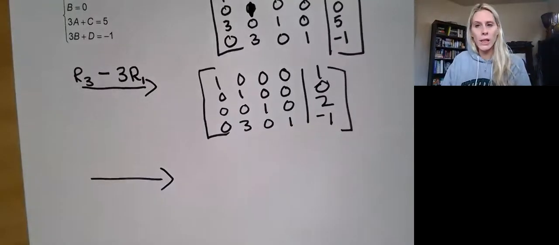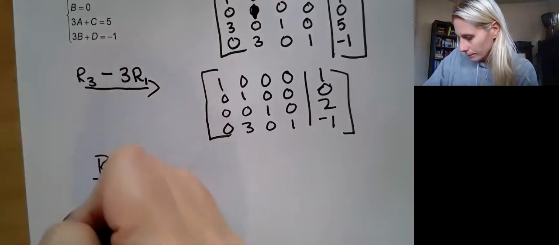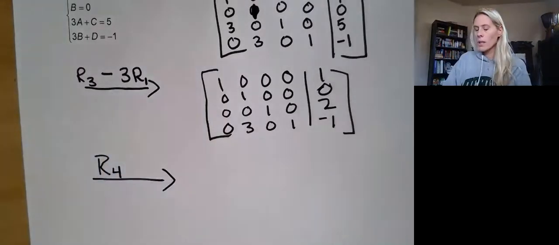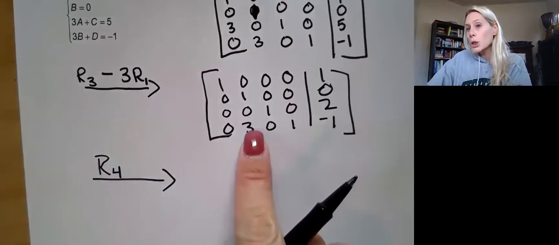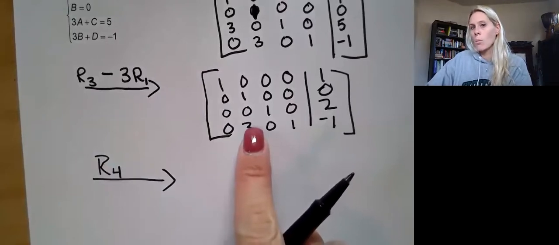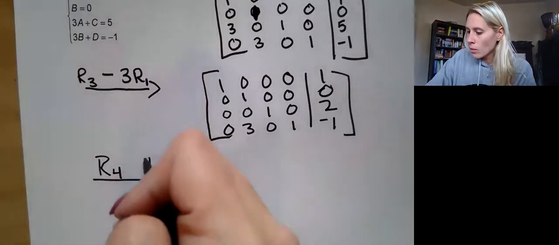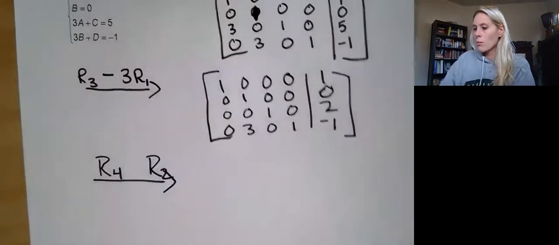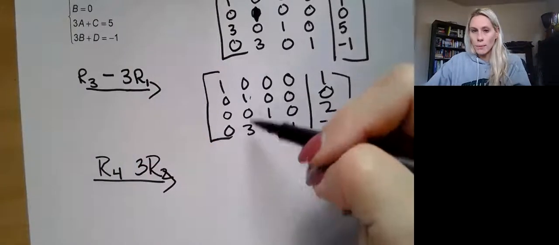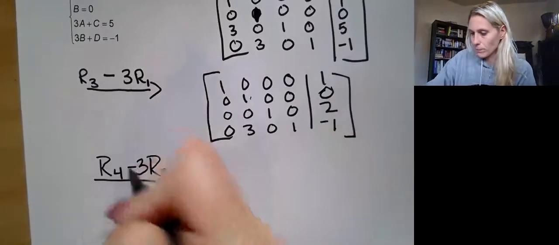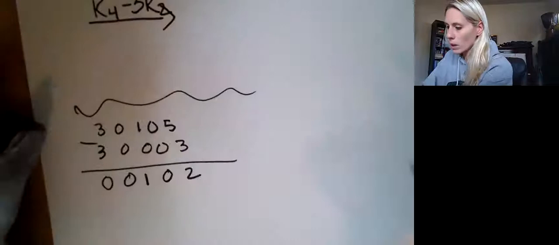What row are we changing again? We're changing row 4. We need this to get to 0. So what row are we going to use to get it to 0? We're going to use row 2. What are we going to do to row 2? We're going to multiply it by 3, and then we're going to subtract them. Okay? All right, so let's bring that work down here.